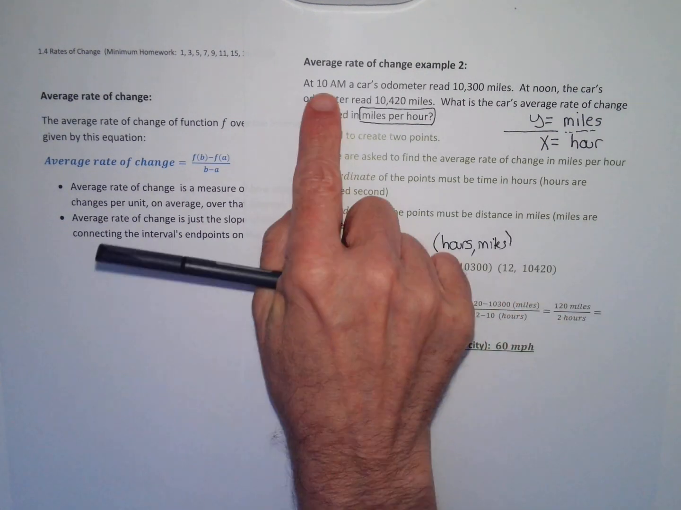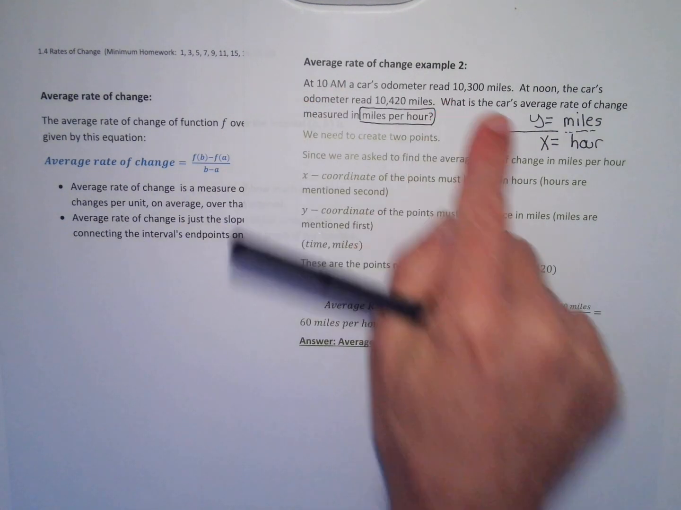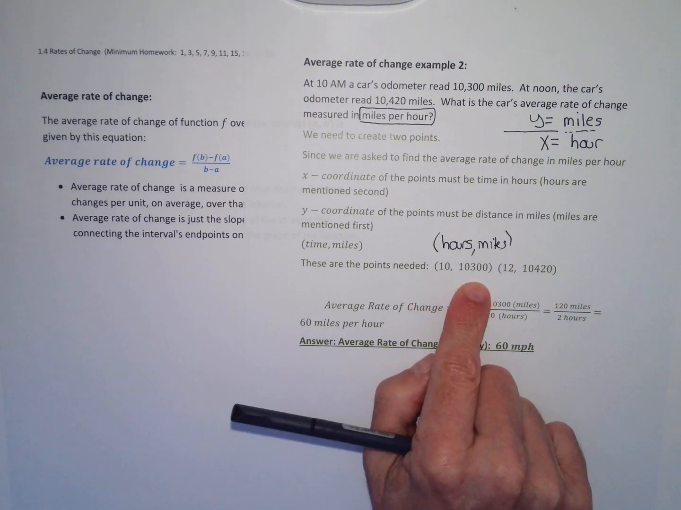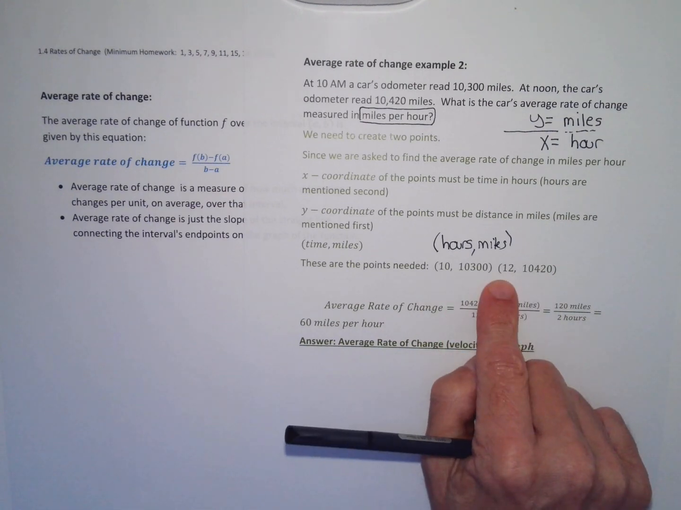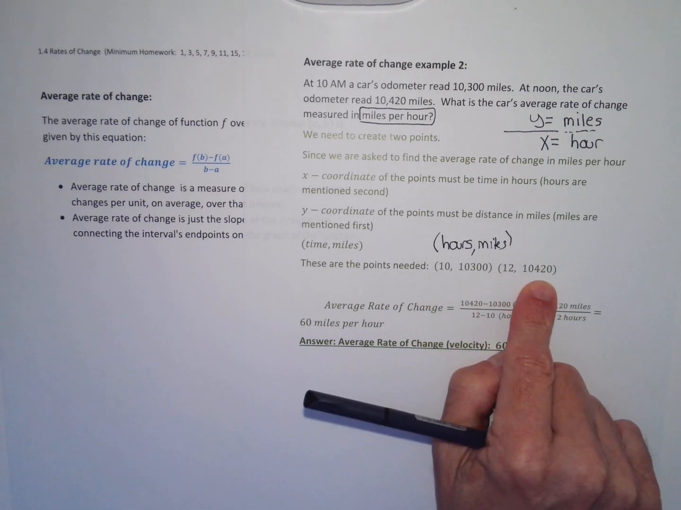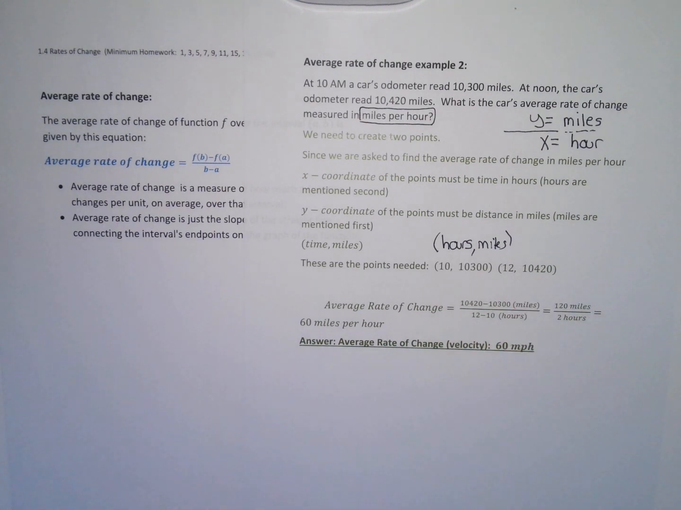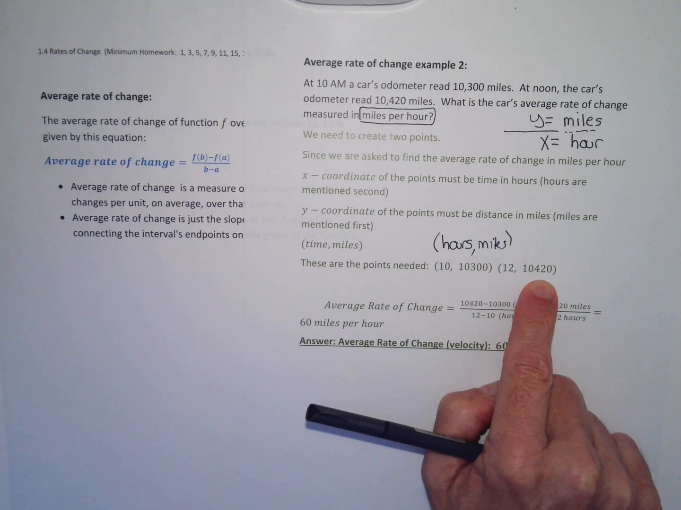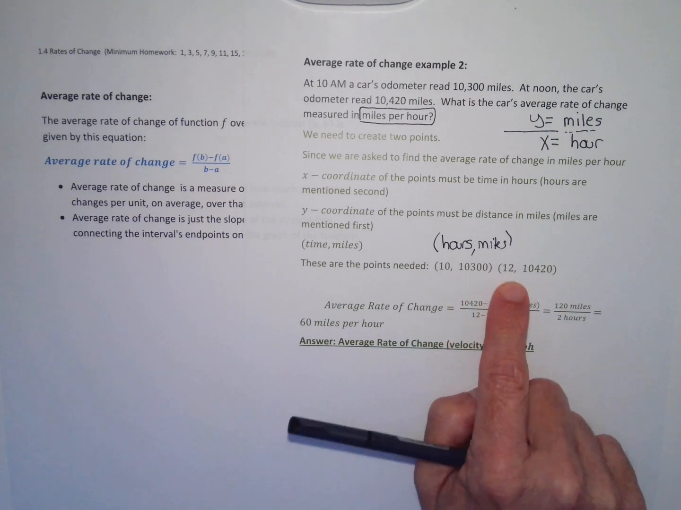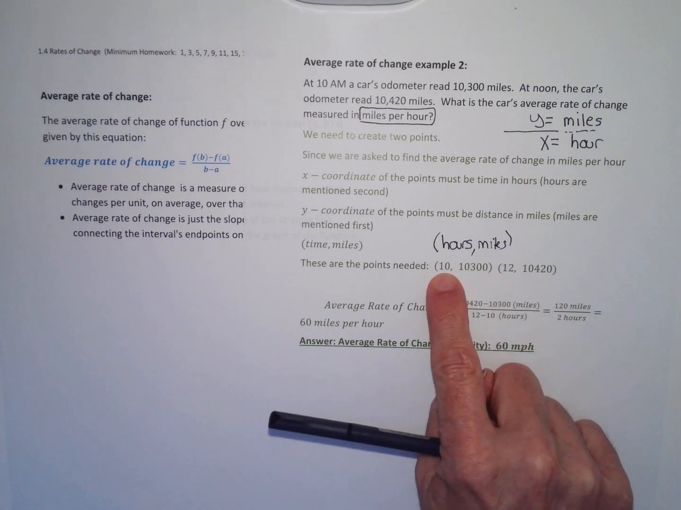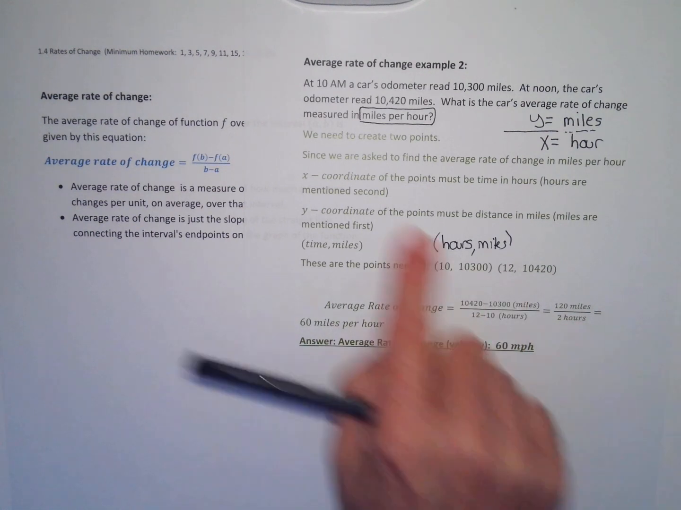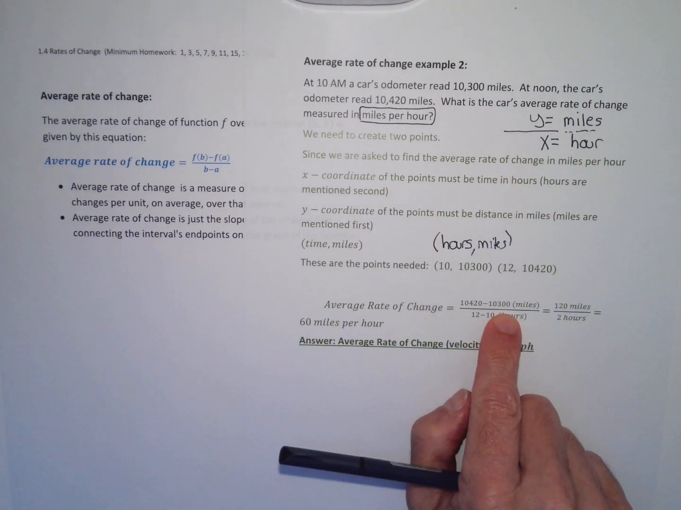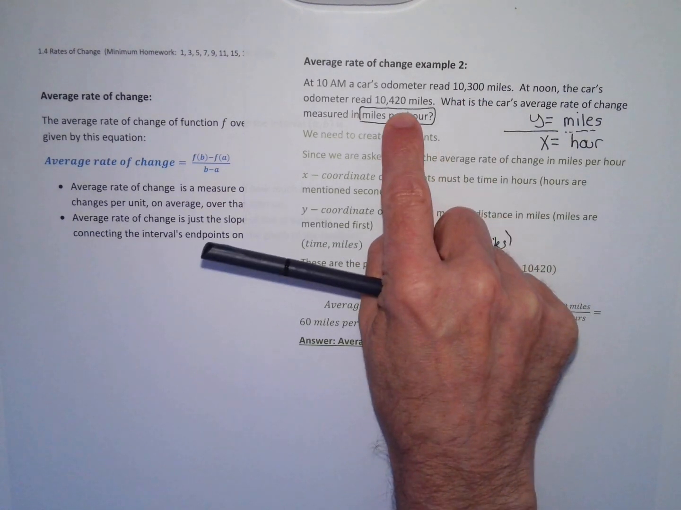So I'm just taking, at 10 a.m., the car's odometer is 10,300 miles. I created a point at 10 for 10 o'clock in hours, and then it's 10,300 miles. And then I did another at noon, which is 12. The odometer is 10,420 miles. And now I'm going to find the average rate of change between those 2 points. Subtract the y's in the numerator, the y of 10,420 minus the y of 10,300, divided by the x of 12 minus the x of 10. For time, this gives me 2 hours, because between 10 o'clock and 12 o'clock, that's 2 hours. And for the distance, that's 120 miles to go from 10,300 to 10,420 miles.